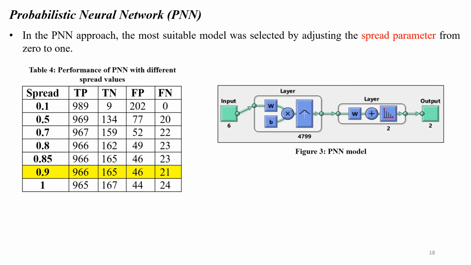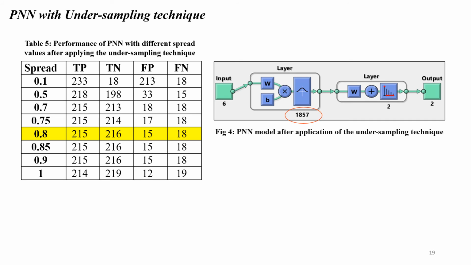The probabilistic neural network model was built adjusting the spread parameter from 0 to 1. In here, the favorable spread parameter was 0.9 by the true positive, true negative, false positive and false negative values. Figure 3 indicates the PNN model. With the application of the undersampling technique, the favorable spread value is 0.8. Figure 4 indicates the probabilistic neural network model after the application of the undersampling technique, and in here for the training set there are 1857 observations.